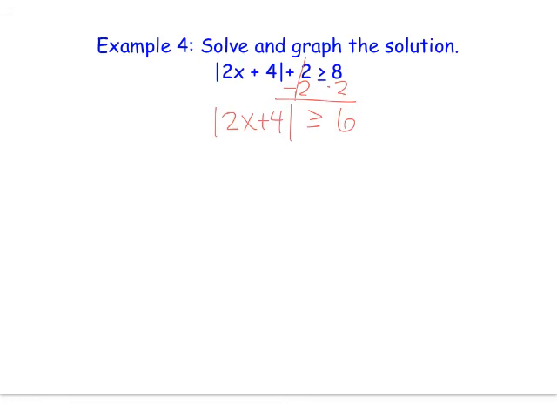Once the bars are isolated, now I can create two problems. And since it's a greater than symbol, I'm going to use the word or. So my two problems would be 2x plus 4 greater than or equal to 6, or, because that was a greater than symbol, 2x plus 4, flip the symbol, less than or equal to, change the sign after, negative 6. So here's the two problems. Go ahead and pause now and please solve these two problems.